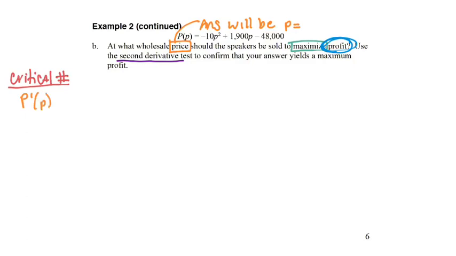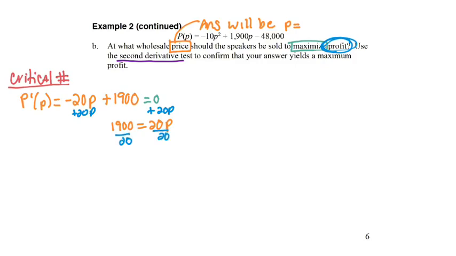Okay, first I need to find all of my critical values. So we begin by taking the derivative of the function we're studying. We're studying the profit function, and the derivative of negative 10p squared plus 1900p, well, minus the 48 will be 0, right? So we get negative 20p plus 1900. And to get a critical point, we set this equal to 0. Maybe you add the 20p to both sides so you don't have negative numbers. Maybe you subtracted the 1900 over, divide both sides by 20, and we get that p equals 95.